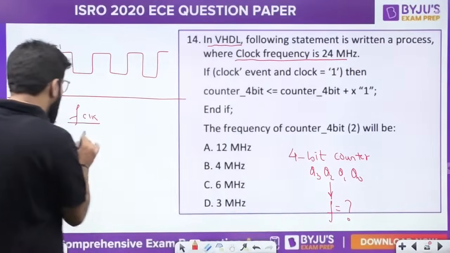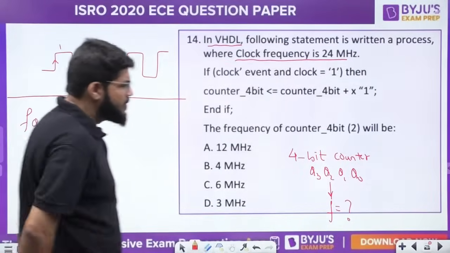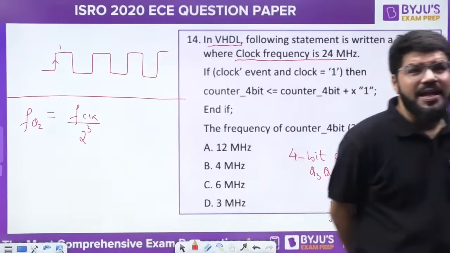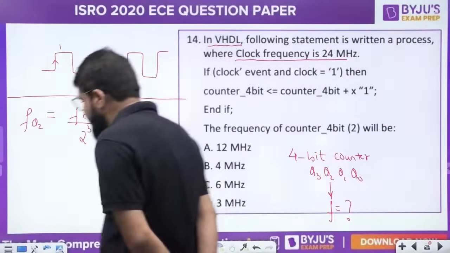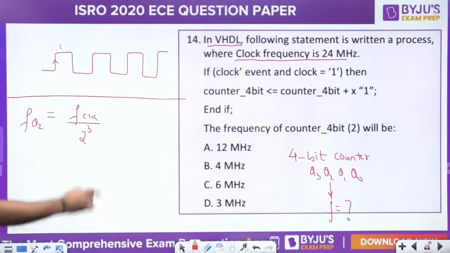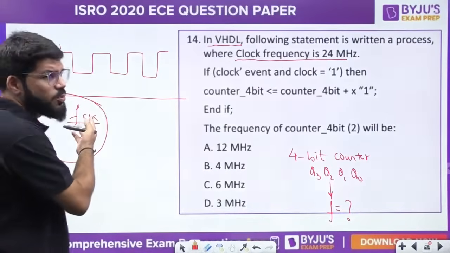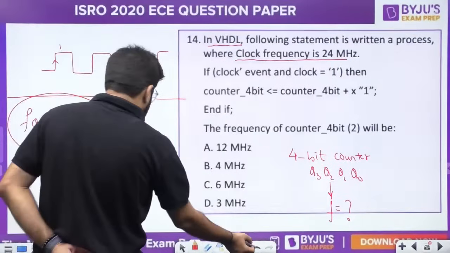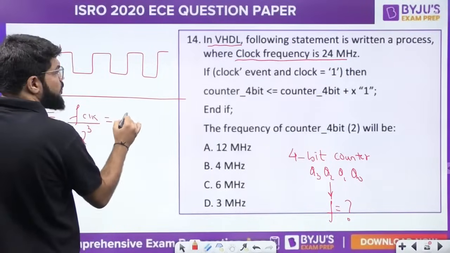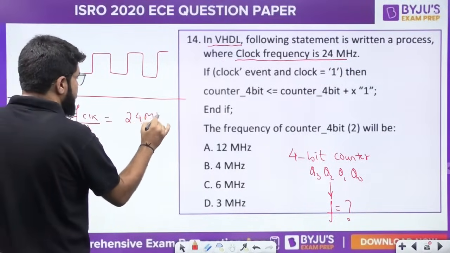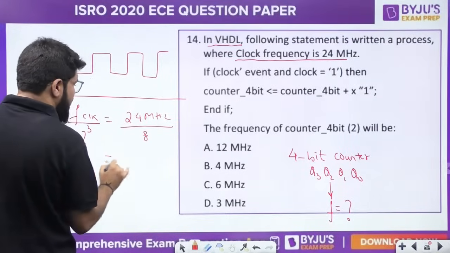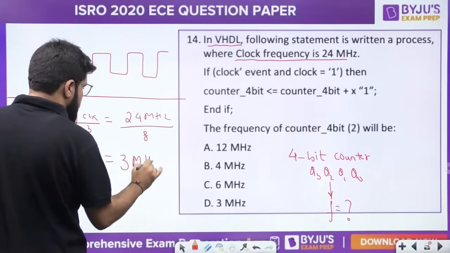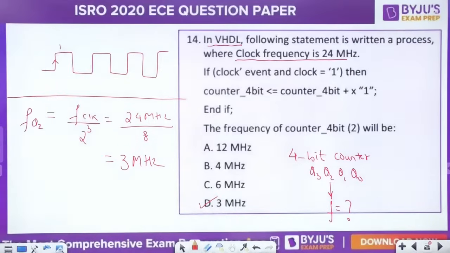So the clock frequency is divided by 2 power 3. Overall, it is the third bit from the LSB. If you count, the clock frequency is divided by 2 raised to the power 3. You should know this; it is what you study with counters: what is the frequency at the output of every flip-flop. The clock frequency of 24 megahertz is given. Divide by 8. The answer is 3 megahertz.